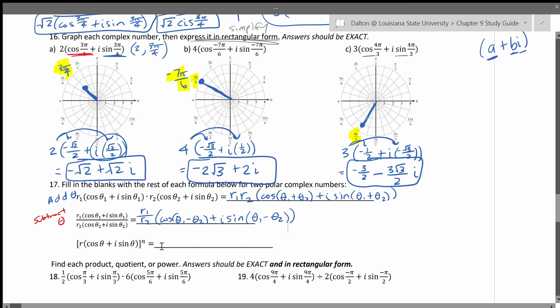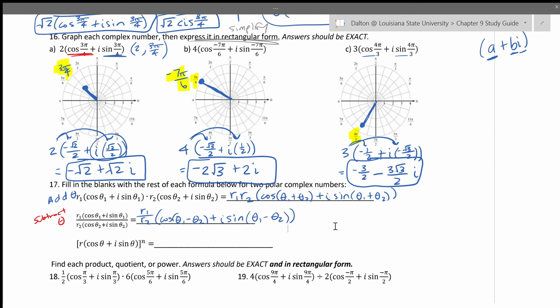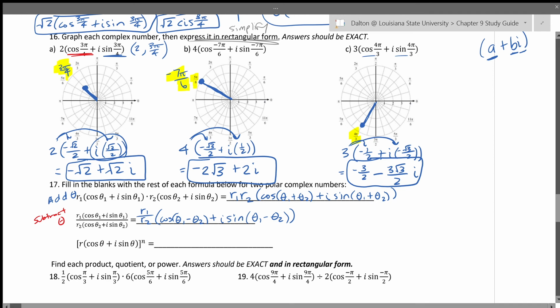And then this is the new one. This is the last part that we learned in this chapter. When you raise a complex polar number to a power, this is also called de Moivre's theorem. It's the same thing as the expression r to the n power times the cosine of n times theta plus I times the sine of n times theta.